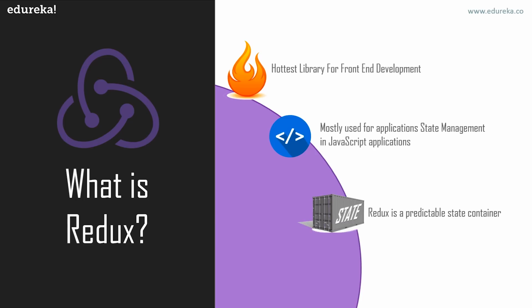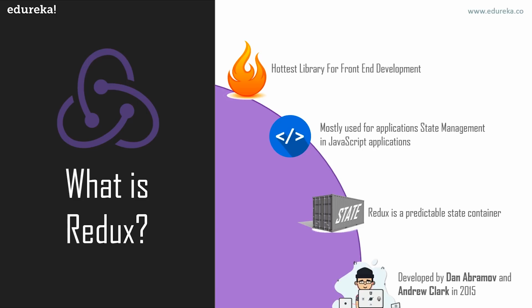Redux is a predictable state container. We already talked about that. It is also written on its official website that Redux is a predictable state container for JavaScript applications. And finally, just for the information, Redux was developed by Dan and Andrew in 2015. But let me tell you that it is the hottest library as of now for front-end developers out there. It can be used with any framework, be it React, Angular, Ember, jQuery, or even with vanilla JavaScript.